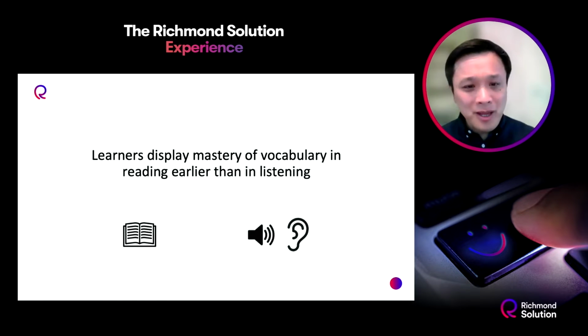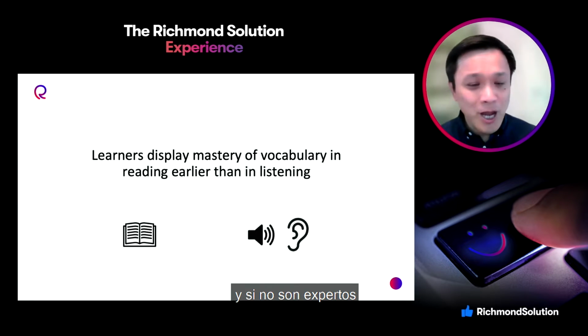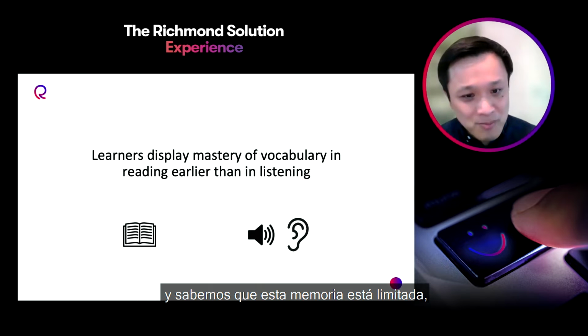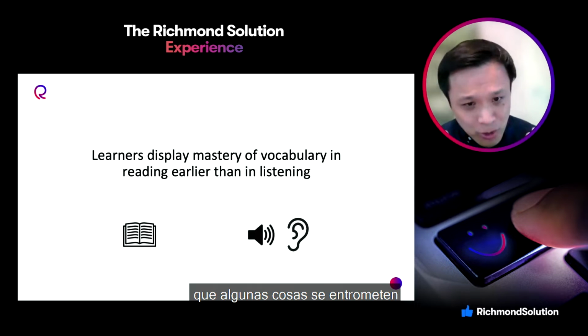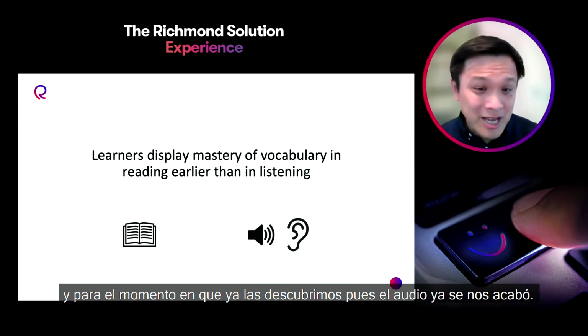And we all know that really the nature of expertise is about automaticity. And if you're not yet an expert, you have to use your short-term memory to process things. And we know that our short-term memory is limited. And therefore, what's happening is short-term memory gets in the way. And by the time you figure things out, things have moved on.